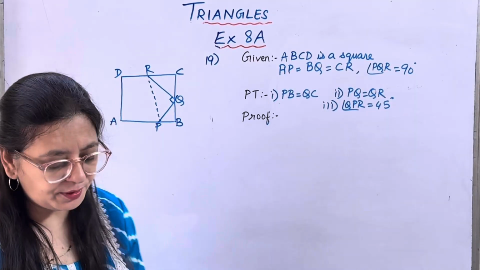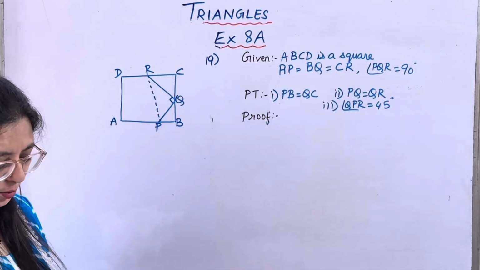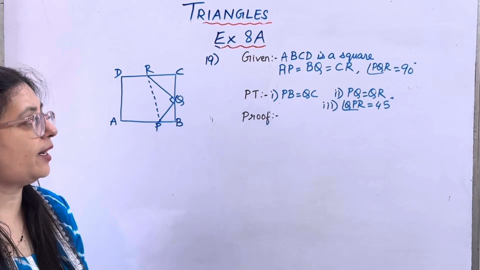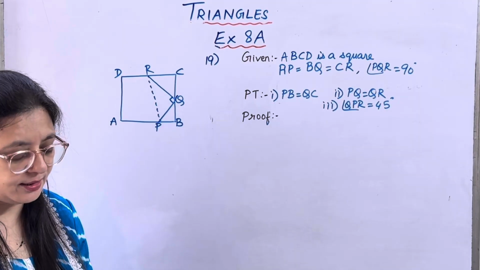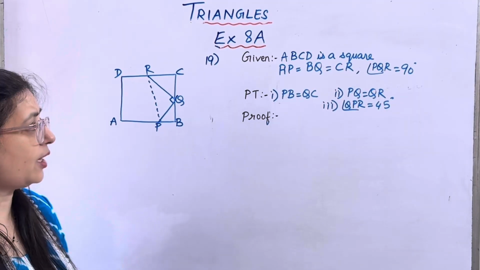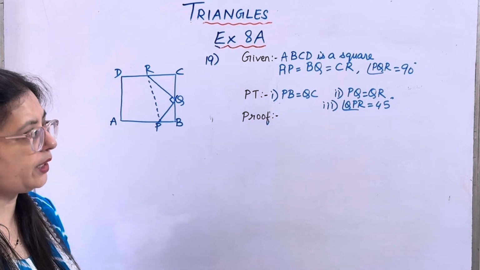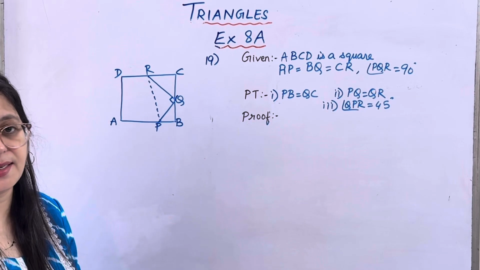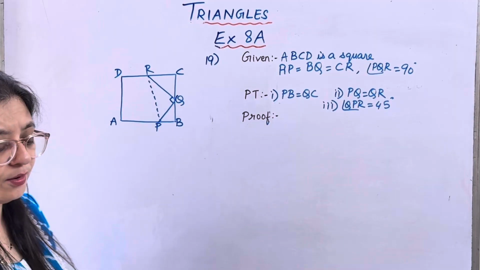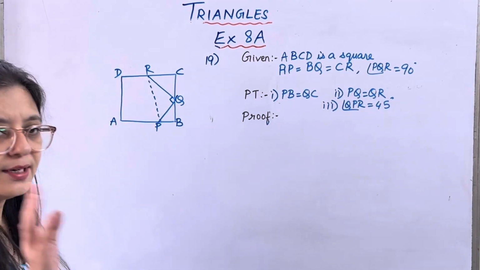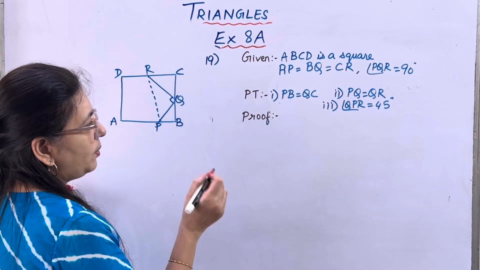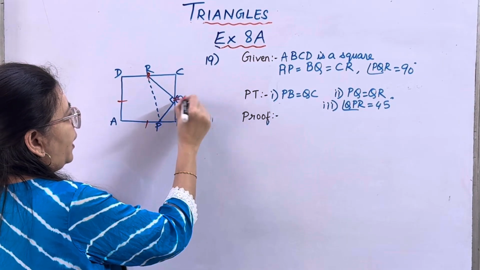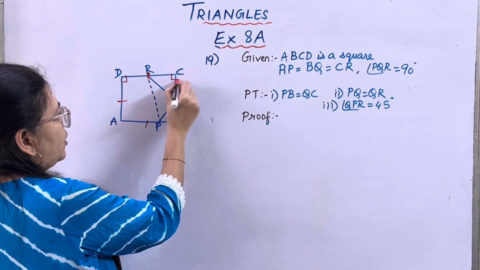Okay, in the given figure, ABCD is a square and P, Q, R are points on sides AB, BC and CD respectively, such that AP is equal to BQ is equal to CR. And angle PQR is 90 degrees. I have already written what you have to prove. So first let's do the markings. Since ABCD is a square, all sides would be equal, right? And each angle measures 90 degrees.